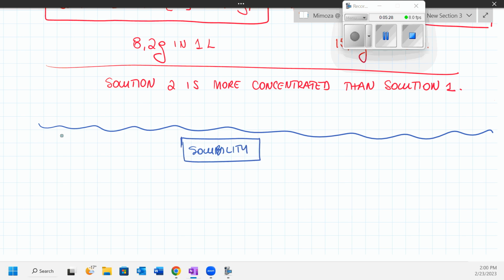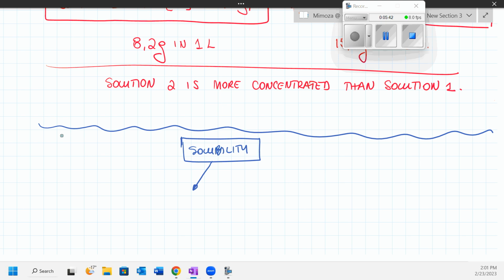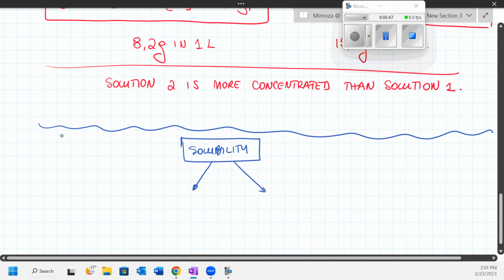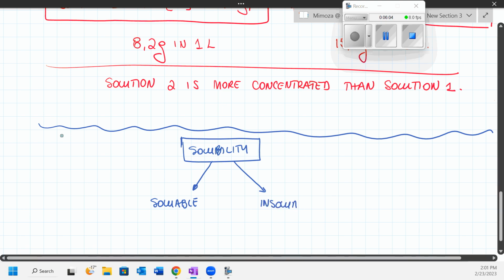There are two types of compounds. One that are able to be dissolved into a solvent, and the other one that are not. When they are able to be dissolved into a solvent, they are called soluble. And when they are not able to be dissolved into a solvent, they are called insoluble.